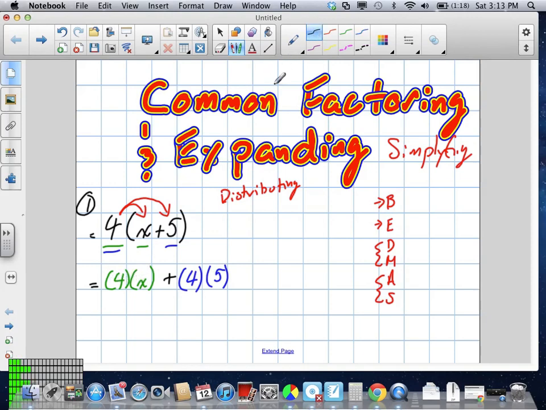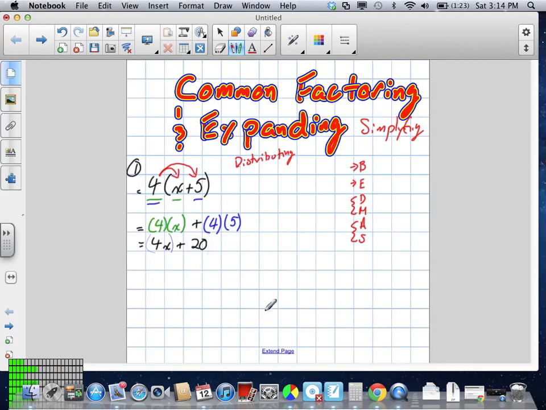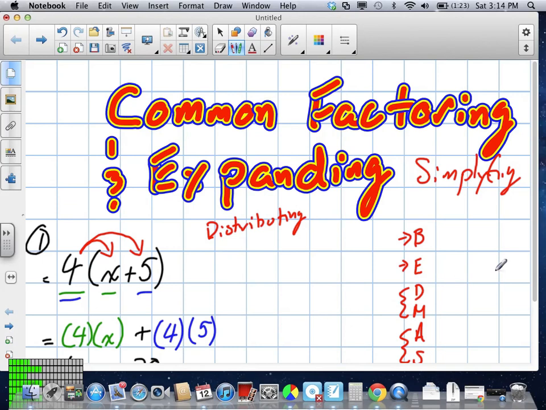Do you know what that's going to give us? Positive 4 times positive x. 4x. That's right, positive 4x. And we're plus positive 4 times positive 5. 20. Positive 20. So in this case, we get 4x plus 20. I can't simplify this any further because, just like inside those brackets we talked about earlier, these are not like terms. This is a constant and this is a variable. Can't combine them, so this is as simple as the question gets: 4x plus 20. Does that one kind of make sense? Okay, so let's move on to the next one.